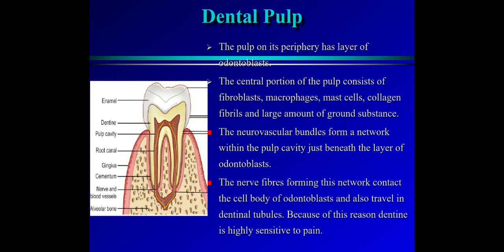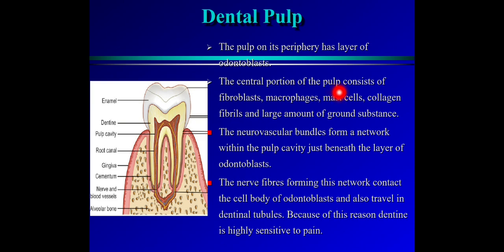The next part is the cavity within the tooth, called the dental pulp. So this brown cavity seen here is the dental pulp, this cavity of the dentine. The pulp on its periphery has a layer of cells called odontoblasts. These layers present here are the odontoblasts, which are present at the junction of the pulp cavity and the dentine. So these are the odontoblast cells.